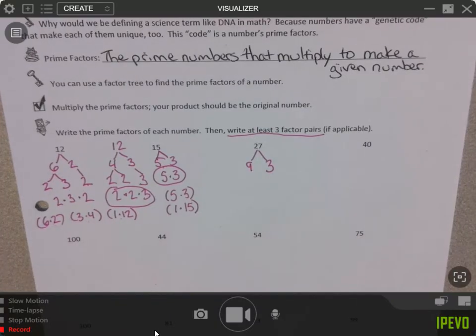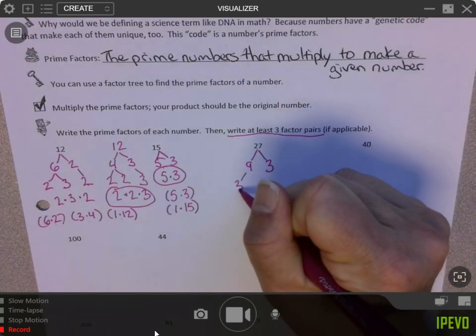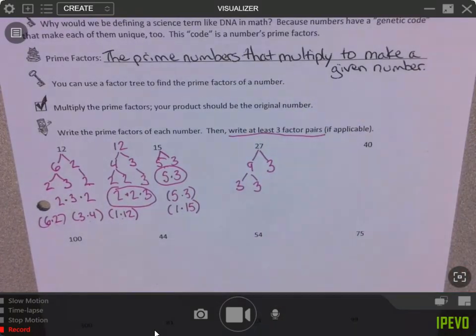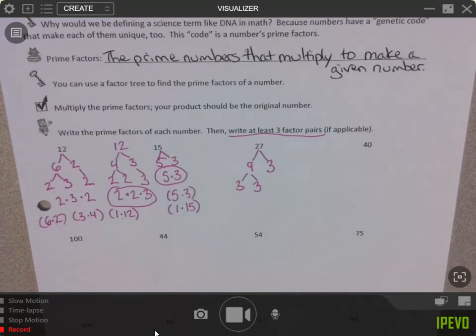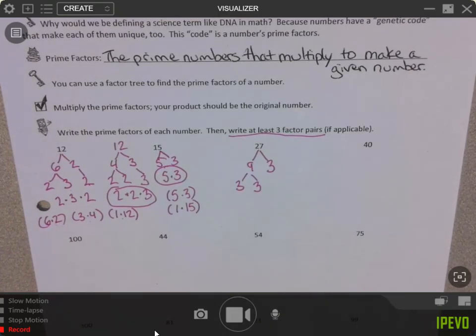Can I break the 9 down anymore? Sarah? 3 and? Yeah, I have to put both numbers that I multiply together. So I can't just put 3. I have to put 3 and 3 because that's what I'm multiplying together.